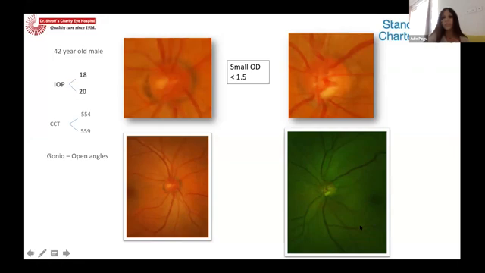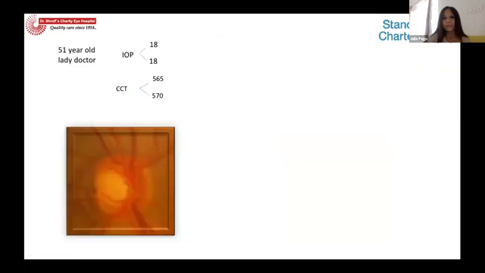So definitely this patient has glaucoma and needs treatment, and the left eye is more severely affected than the right eye. So in this case, for the right eye you're not going to start any treatment, you can keep it under observation. But this eye definitely will end up showing some defects later on in the coming time.